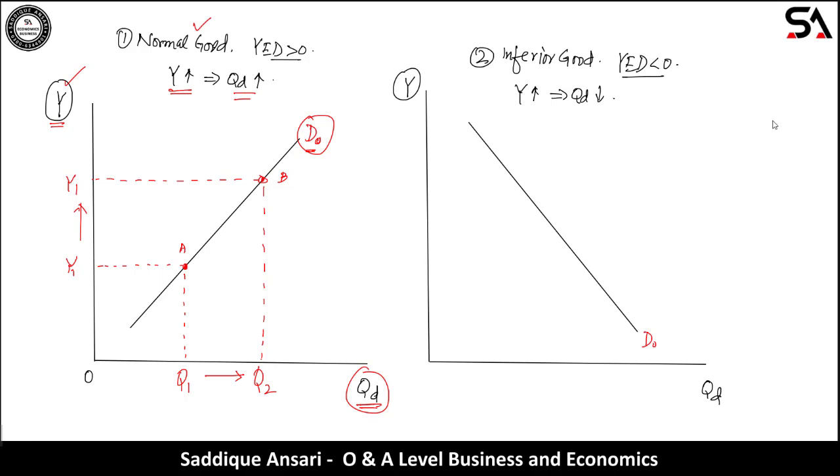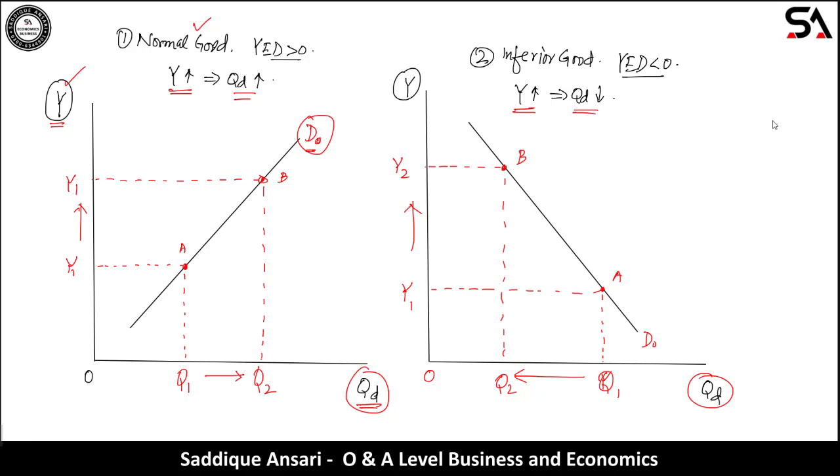For inferior goods, we can take a point here, point A, showing this quantity Q1 and this income Y1. And let's take this point B, and here income is Y2 and quantity demanded is Q2. So there is a negative relationship between quantity demanded of the good and income in case of inferior good, because YED answer will be negative.